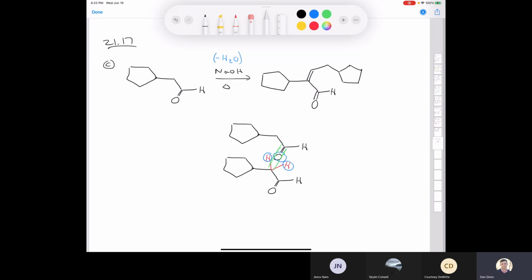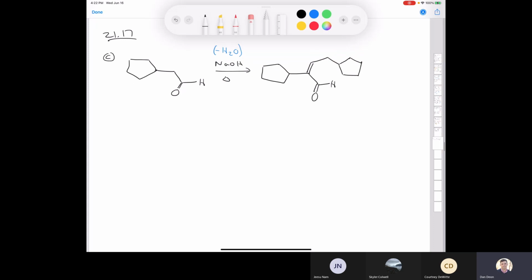Okay, let's try it again. This time I'm not going to go the long way. I'm just going to show you the short way. So this is 21.17D. So D, we're taking this compound. Okay, we're going to treat that with sodium hydroxide. We're going to heat it up.